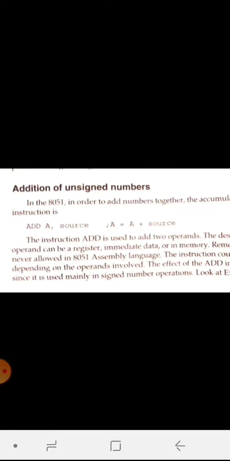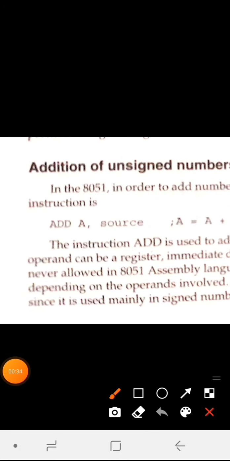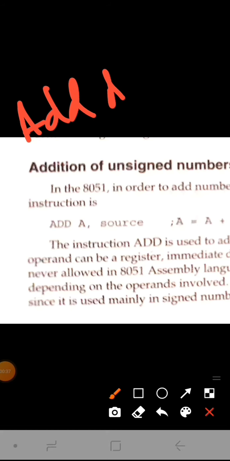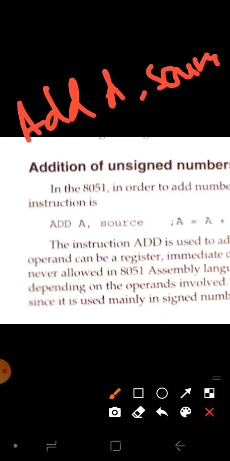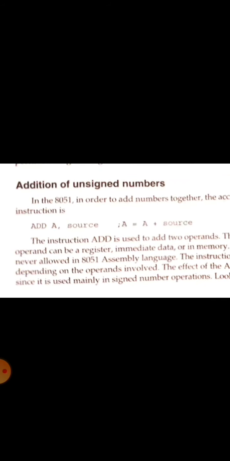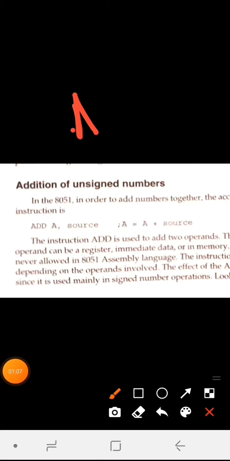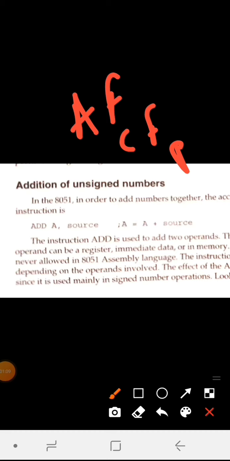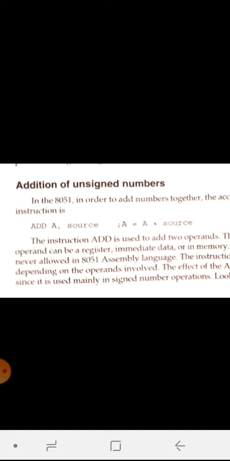So the general syntax of this addition is ADD A comma source. Once the addition is done, the result will be stored in your accumulator, nothing but your destination A. Whereas the source can be present in any register, in any memory location, or it can be any immediate operand which is part of your instruction. After the addition, the flags which can be affected are the auxiliary carry flag, or parity flag. So these flags will be affected once the addition is done.